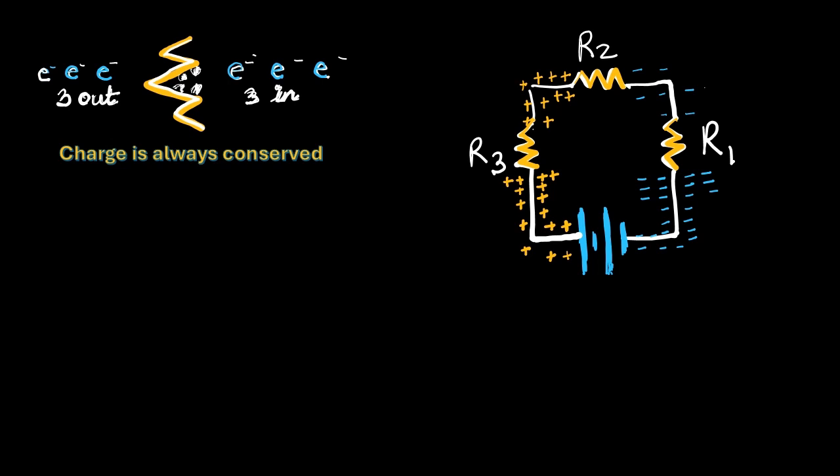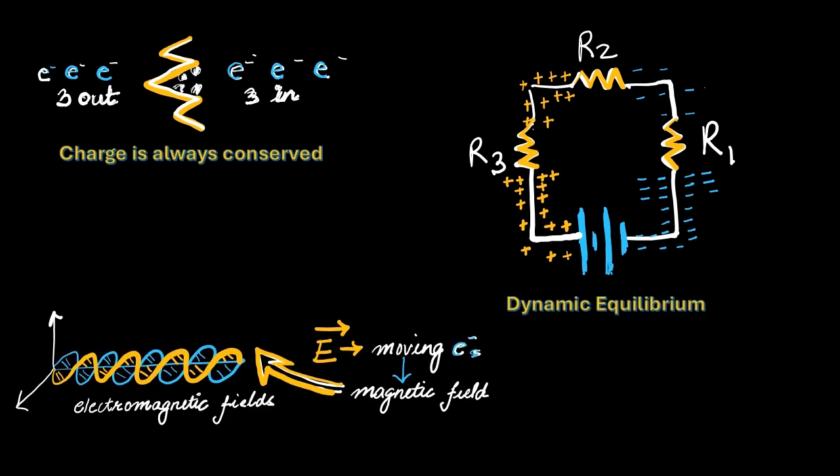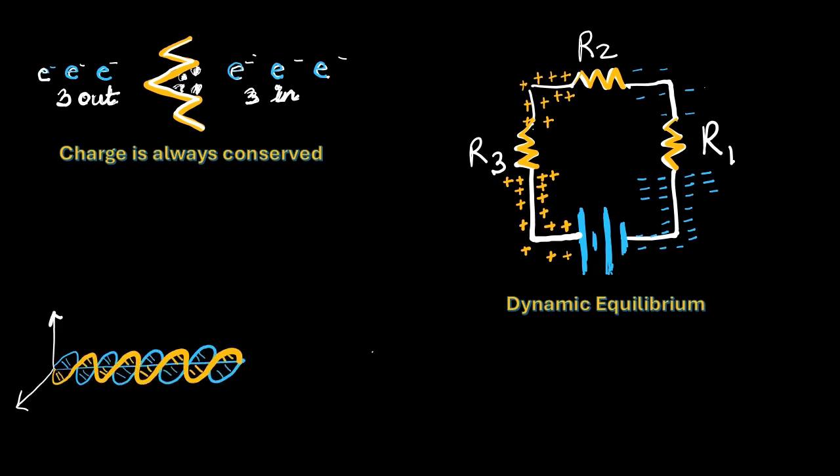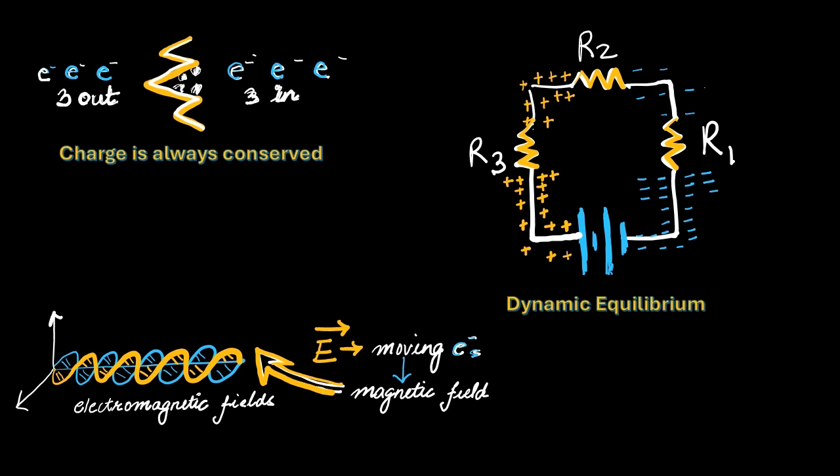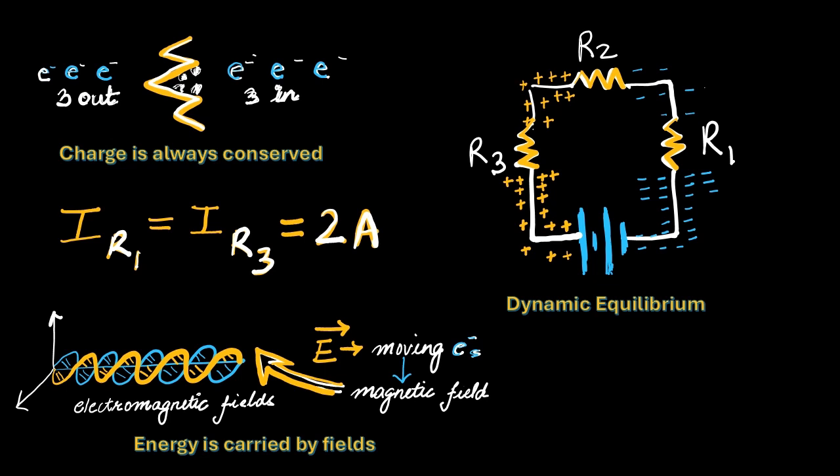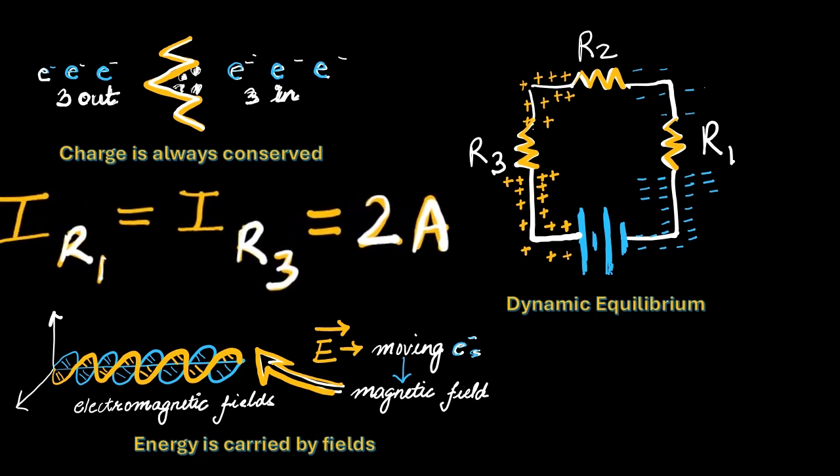And we also thought that perhaps electrons are the ones which are carrying energy and hence they should slow down and hence the current should reduce. But that also is not the case because energy is carried by the fields. So the answer to our initial question is that the current through all the resistors is the same. It is 2 amperes.